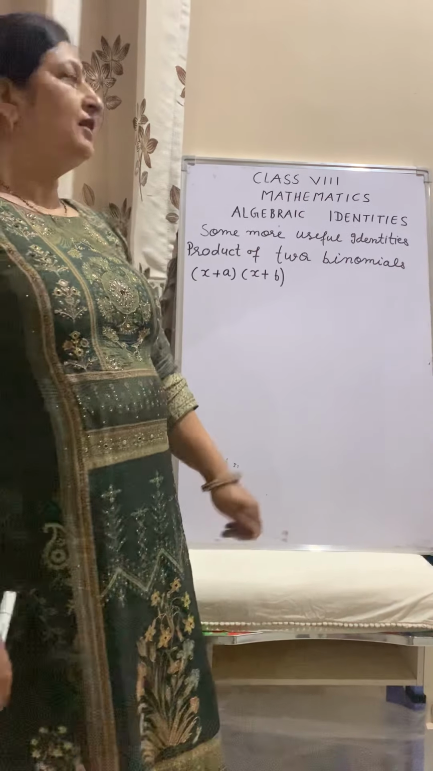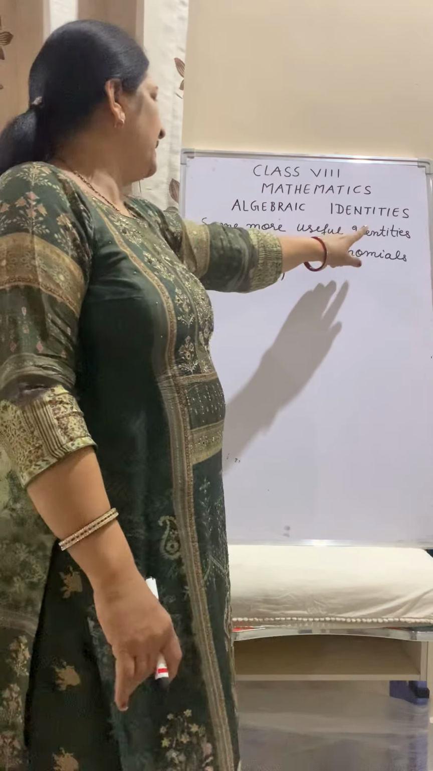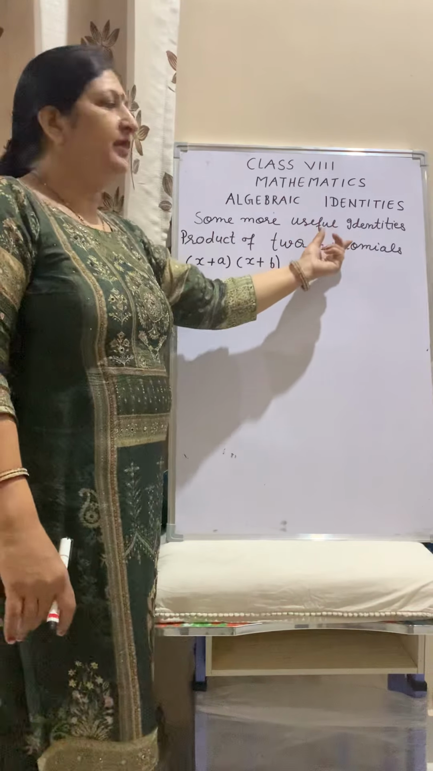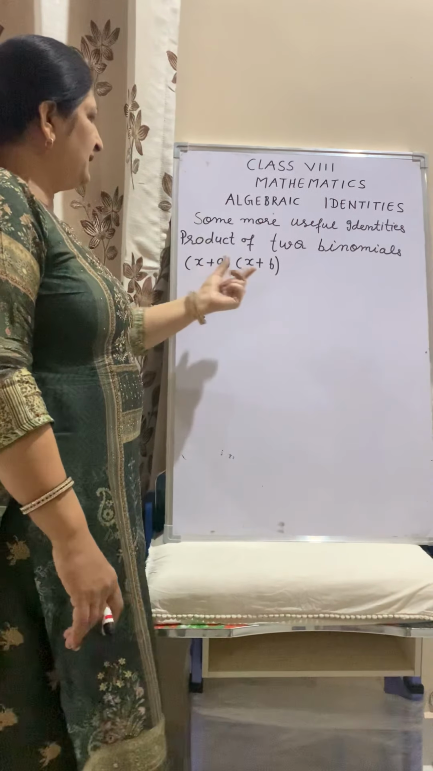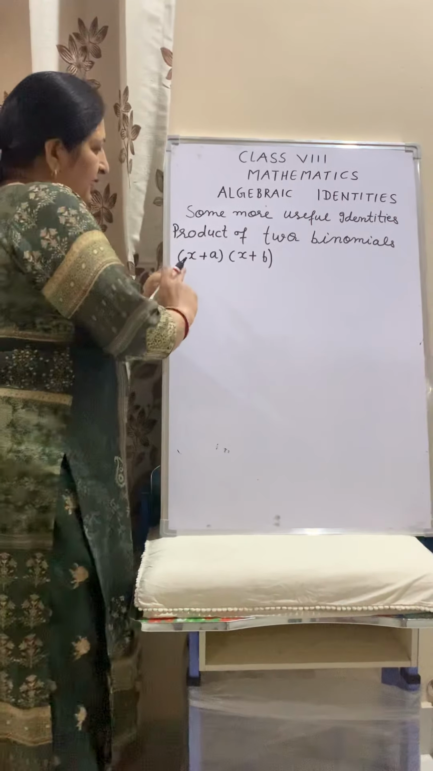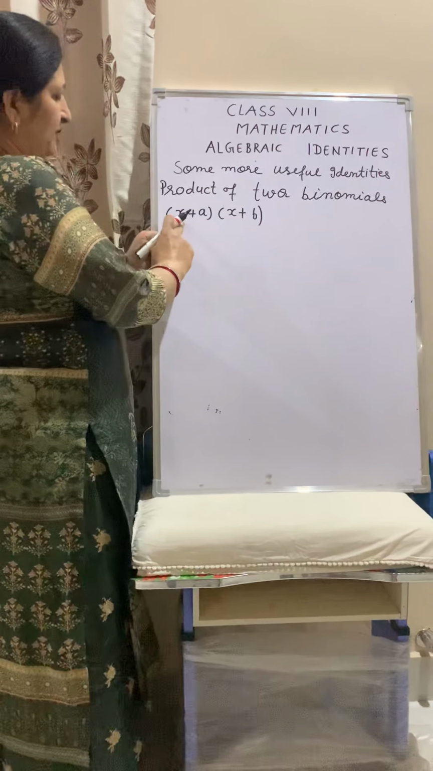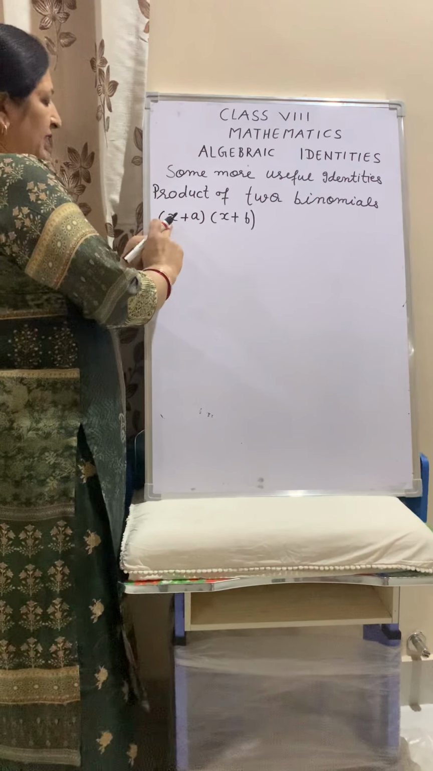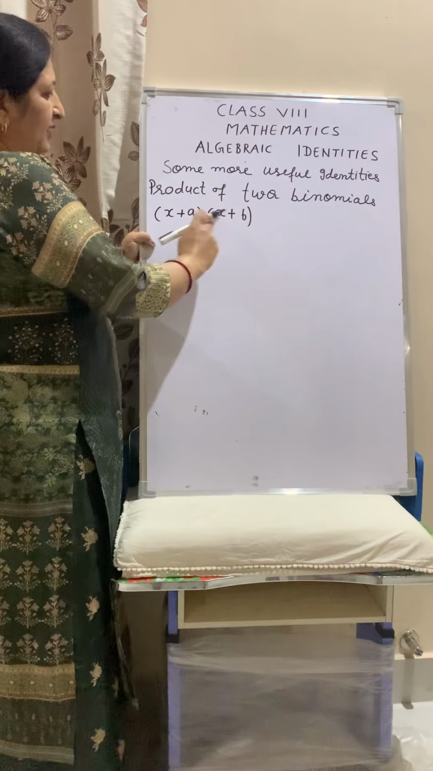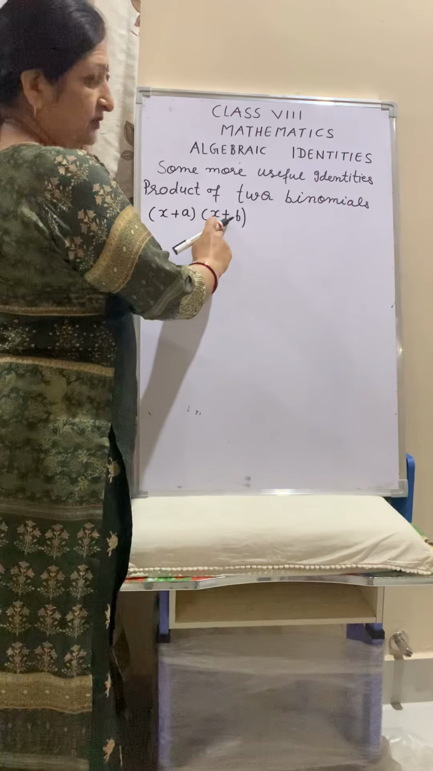You will learn about some more useful algebraic identities. Product of two binomials x plus a and x plus b. It means in both binomials the first term should be the same. X here is also x. Second term different, and here is plus sign and here is also plus sign.